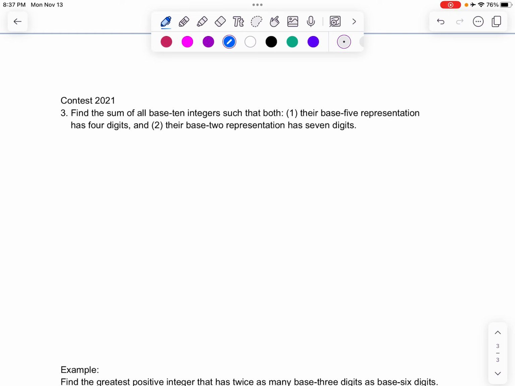All right. For this last problem, what we need to do is we want to find the sum of all base 10 values.